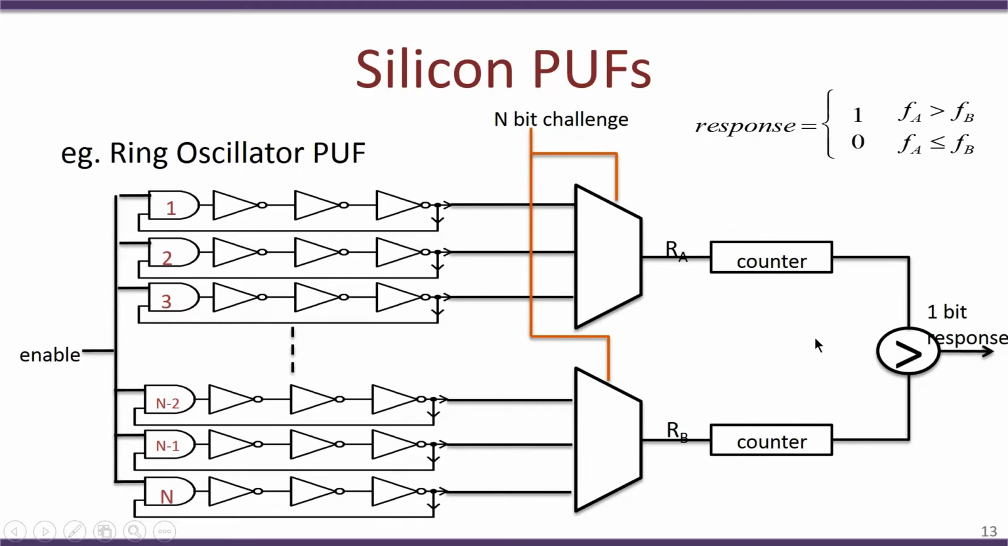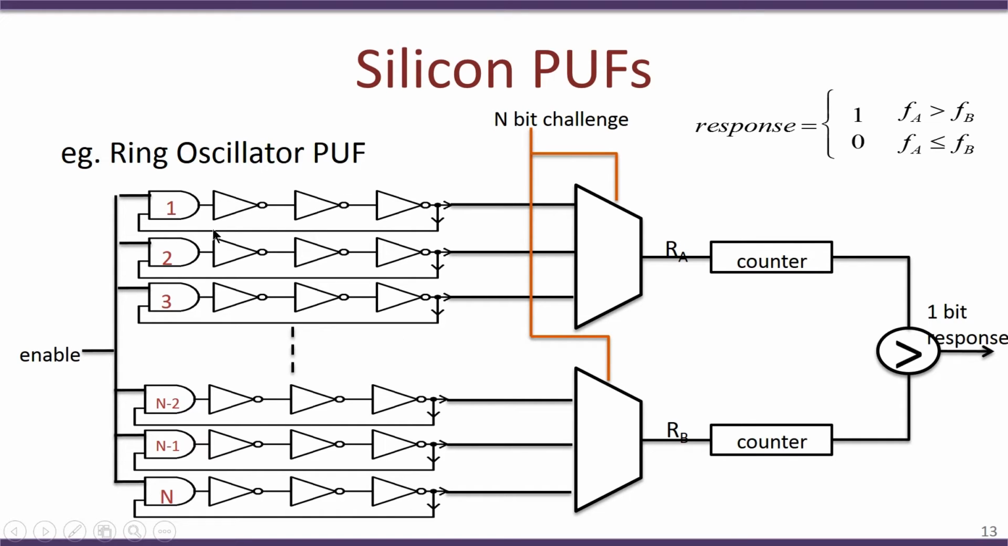The ring oscillator PUF works something like this. To start it, the user would have to give an enable signal, essentially change the enable from 0 to 1, and also specify a challenge. A challenge here would choose 2 ring oscillators out of the n oscillators present. For example, let us say for discussion it picks ring oscillator 2 and ring oscillator n.